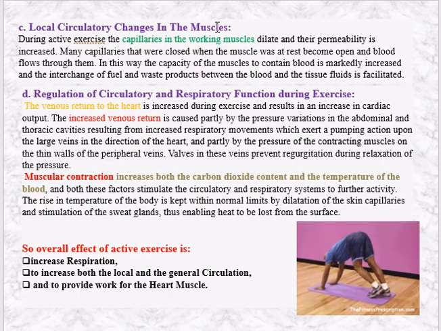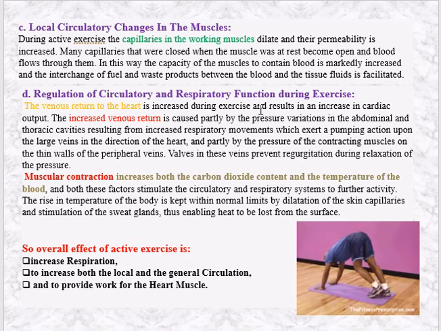Local circulatory changes in the muscles. During active exercise, the capillaries in the working muscle dilate and their permeability is increased. Many capillaries that are closed when the muscle is at rest become open and blood flows through them. In this way, the capacity of the muscles to contain blood is markedly increased, and the interchange of fuel and waste products between the blood and tissue fluid is facilitated.